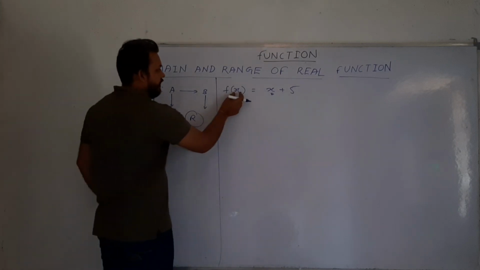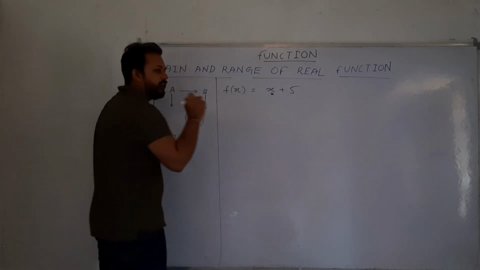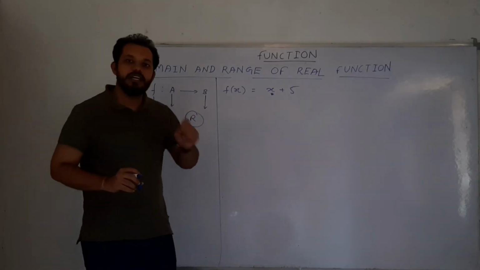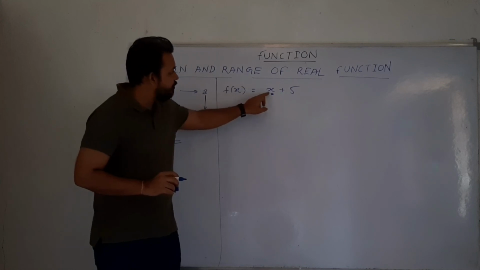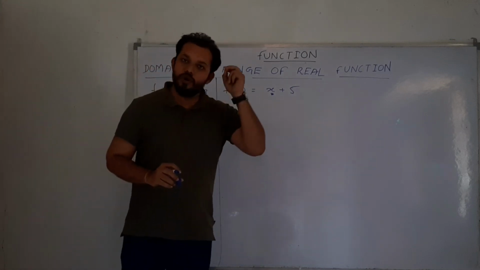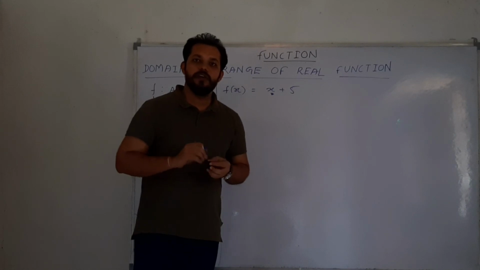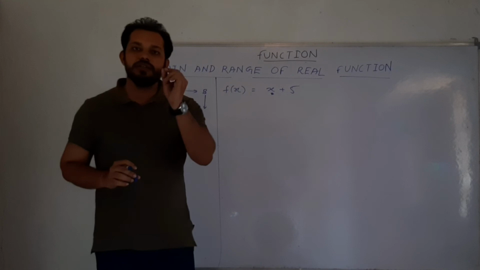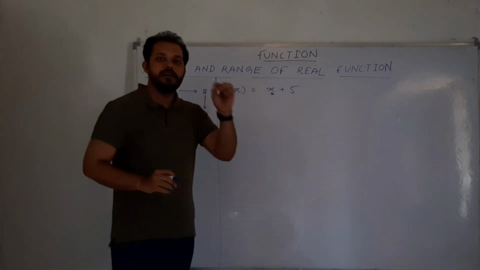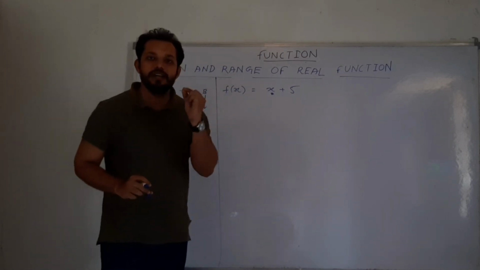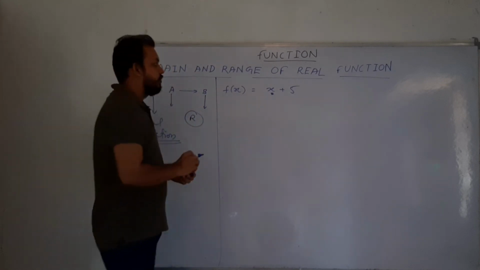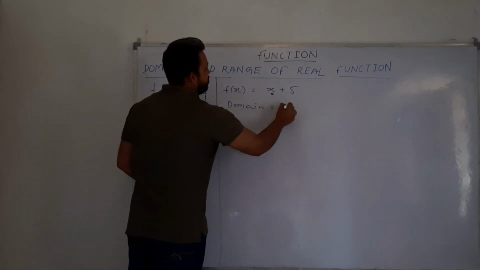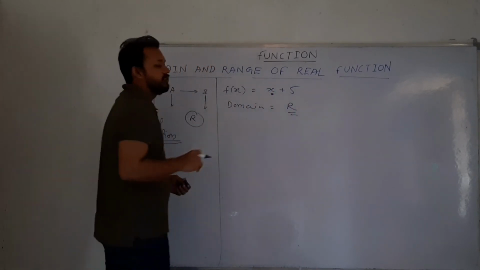Here, in place of x, we can put all the real numbers, because we can put all possible values of real numbers. For every real number, this function will give some value. That means this function is defined for all real numbers, so we can say that the domain of this function is the set of all real numbers.